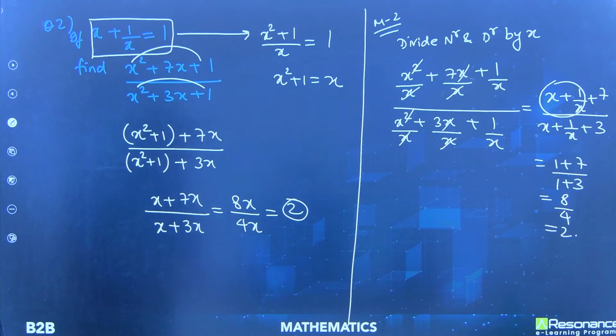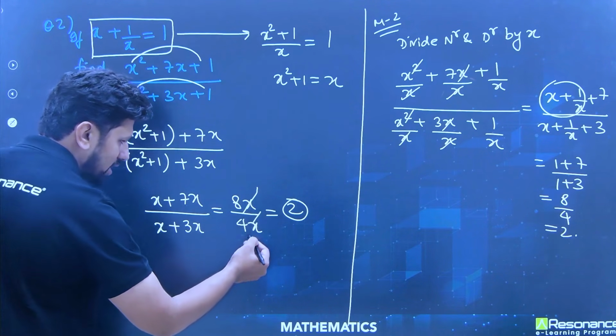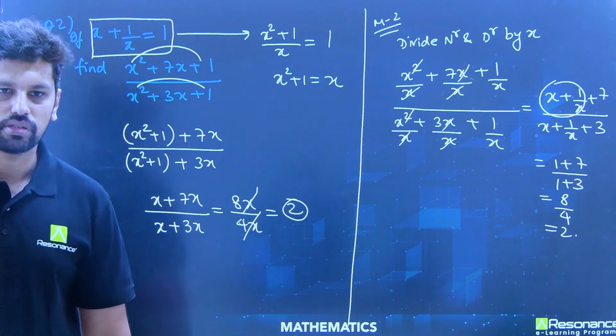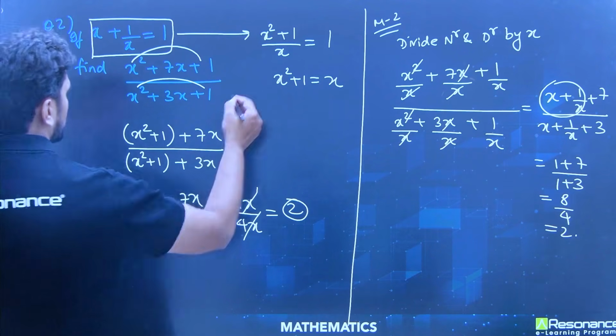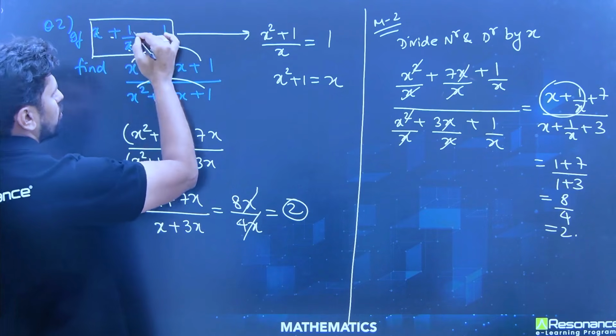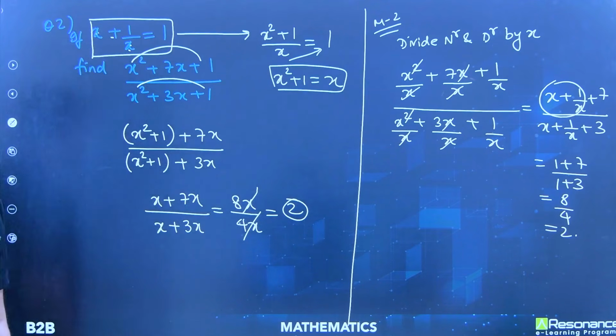x square plus 1 equal to x. Can you explain the last step again of method 1? Yeah, x and x will get cancelled, and 8 by 4 is equal to 2. We can't substitute x as 2, since 2 plus 1 by 2 is not equal to 1. Varun is asking how x square plus 1 equals x. Oh my god. So just multiply this, na. x into x LCM. x square plus 1 upon x equal to 1. Cross multiply it. x square plus 1 equal to x.